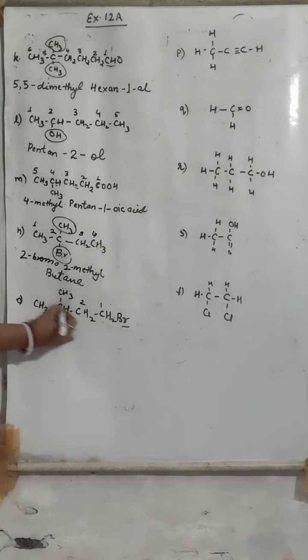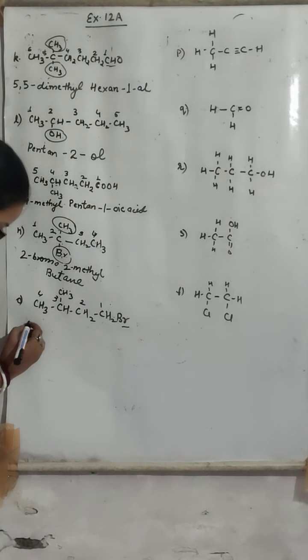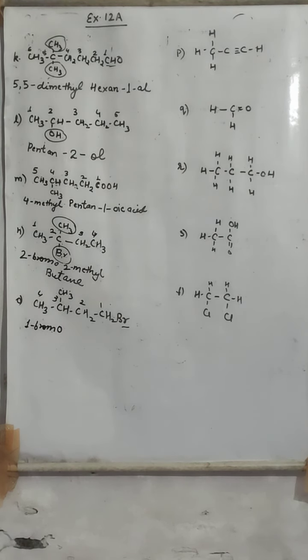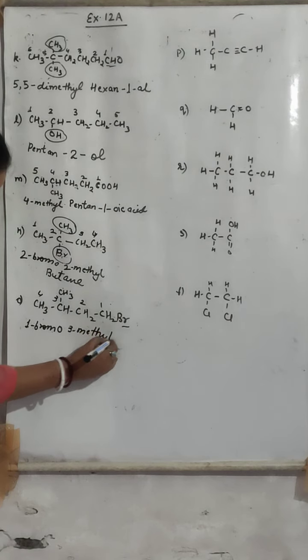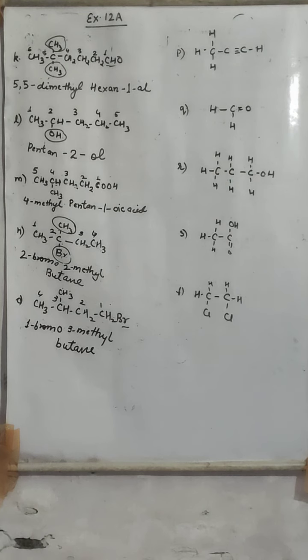1, 2, 3 and 4. Now again at third, methyl is present. Methyl starts from M and bromine starts from B. So we will tell B first, that is bromine first. So 1 bromo. At third what is present? Methyl. So 3 methyl. 1 bromo, 3 methyl. How many carbons are there? 4 carbon. So for 4 carbon we use but. All the single bonds are there. No other functional group, that means butane. So 1 bromo, 3 methyl butane.